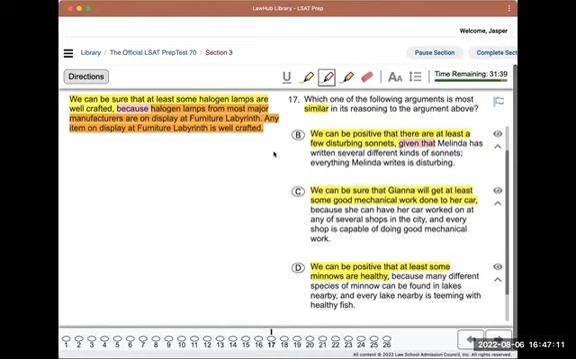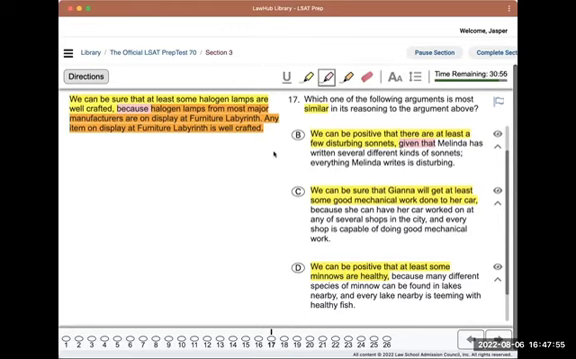We could substitute these, like halogen lamps and Furniture Labyrinth, into this one. So we could say we can be positive that there are at least a few well-crafted halogen lamps, given that Furniture Labyrinth has several kinds of halogen lamps on display. Everything Furniture Labyrinth has on display is well crafted. So the subject matter, we can just transpose it into B, and it's got an identical structure.